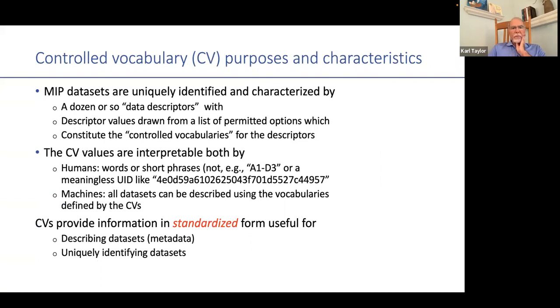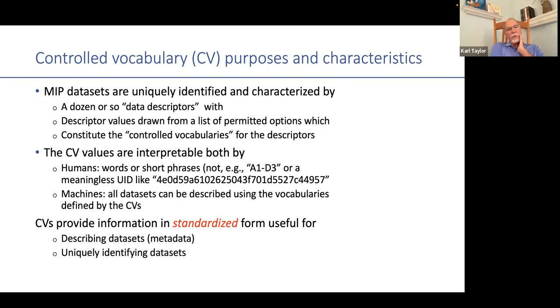So a controlled vocabulary really is used to populate what I'm calling data descriptors. This is for CMIP6 specifically. We have about a dozen or so data descriptors defined for uniquely identifying data sets in CMIP6. The descriptor values are drawn from a list of permitted options. And of course, that list constitutes the controlled vocabulary. I'll give you a lot of examples in a minute, but I'm just trying to give you an overview.